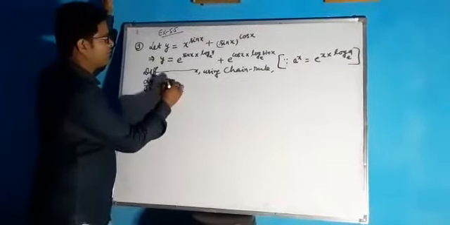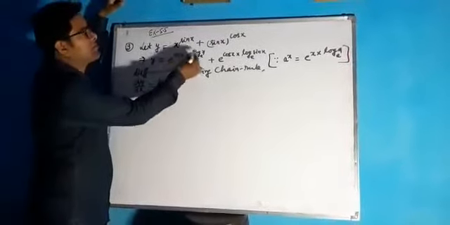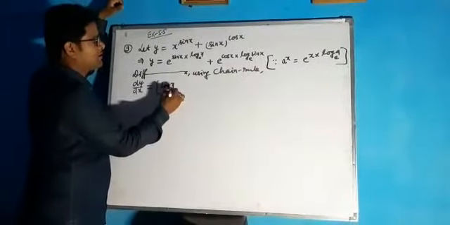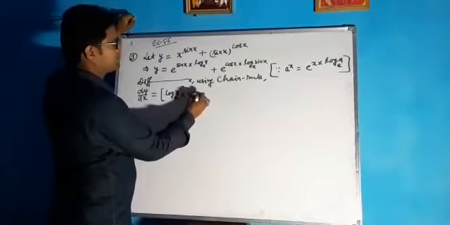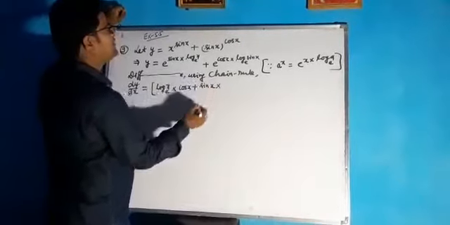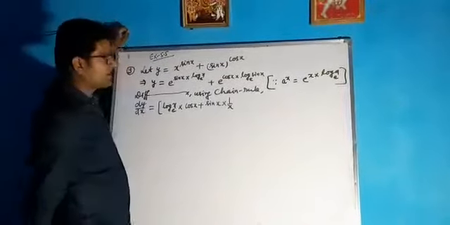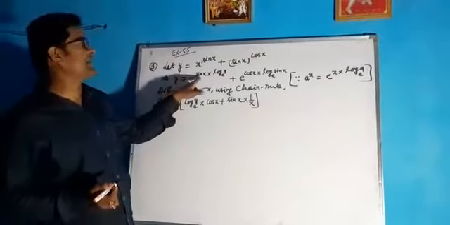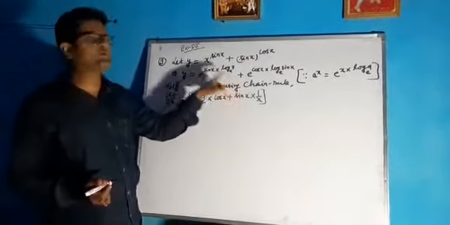So the derivative of sin x into log x base e, how will you find it? This is a product of two functions. You have to write the second function, into the derivative of the first function. The derivative of sin x is cos x, plus the first function into the derivative of the second function, the derivative of log x, which is 1 by x. After that, it is the derivative of sin x into log x base e. So its derivative is this with respect to x.